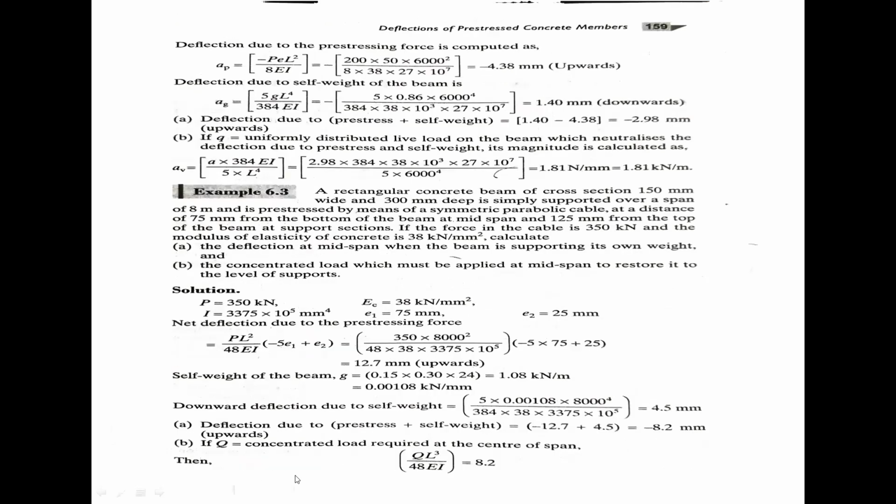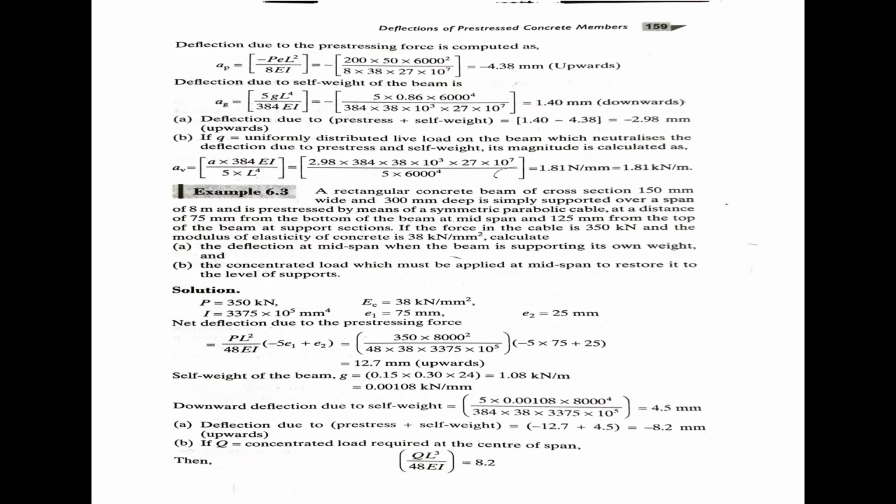Now calculating the deflection due to the prestressing force, the formula is delta P equal to minus P e L square by 8 E I. I have to substitute, upward direction, minus 4.38 mm for this acting of prestressing force. So finally, in the upward direction, we got the deflection minus 4.38 mm.